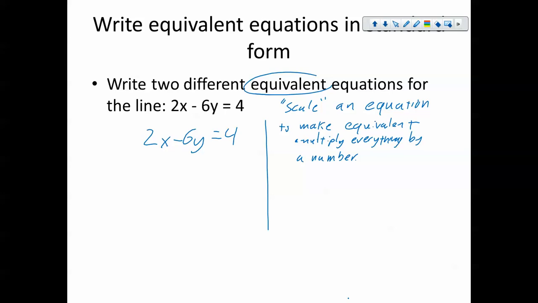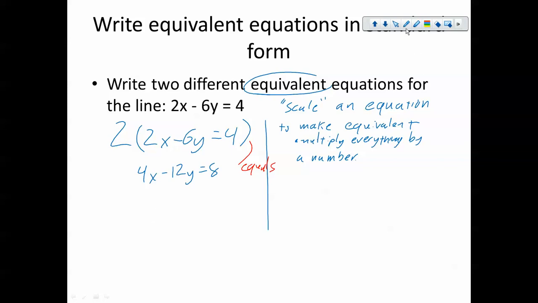So for example, I can multiply everything here by 2. And this is going to be 4x minus 12y equals 8. These two equations are equal. They are the same equation. If I were to graph them, they would be exactly the same. Okay? So multiplying by 2, I would get that.